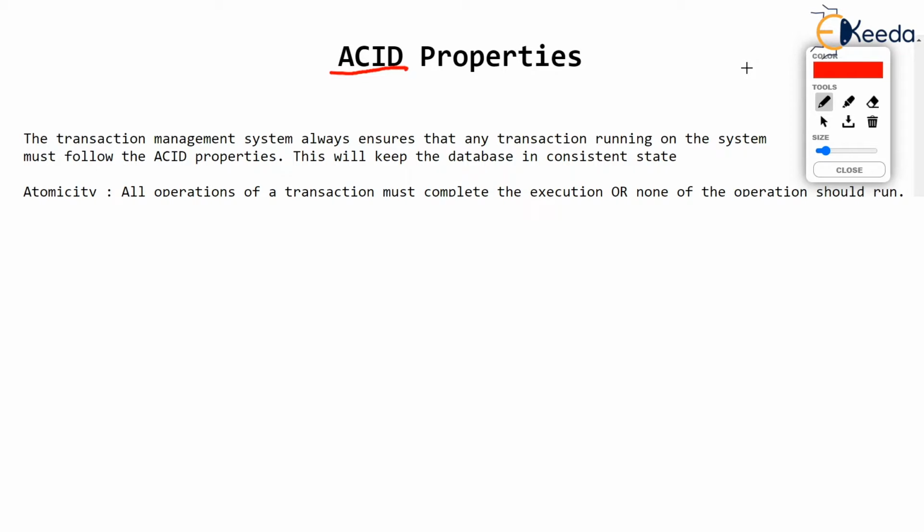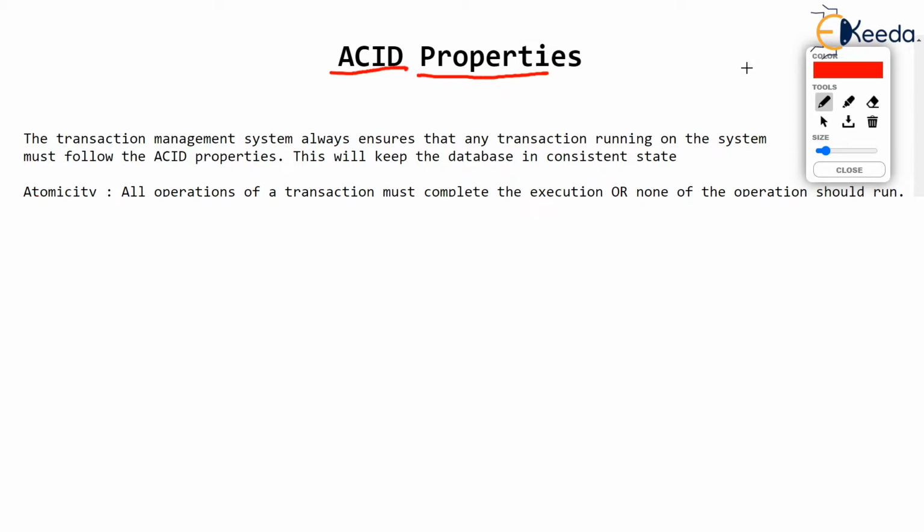In this video, we will see the very important properties called ACID properties, which every transaction must satisfy. ACID stands for: A stands for atomicity, C stands for consistency, I stands for isolation, and D stands for durability. Understanding these four properties is very easy, but preserving them is really difficult.